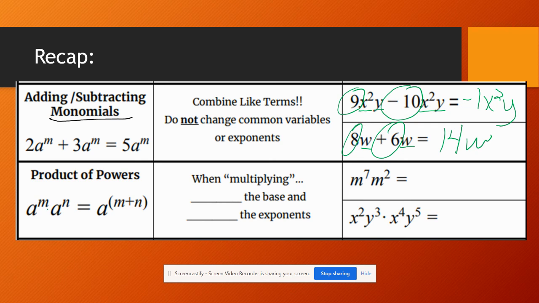All right. Product of powers. Basically, that means we're multiplying like bases. My like bases are both a. So if I'm multiplying an a by an a, then we take the exponents and we add them together. So copy the base and add the exponents. M times m, so our base is m, and 7 plus 2 is 9.